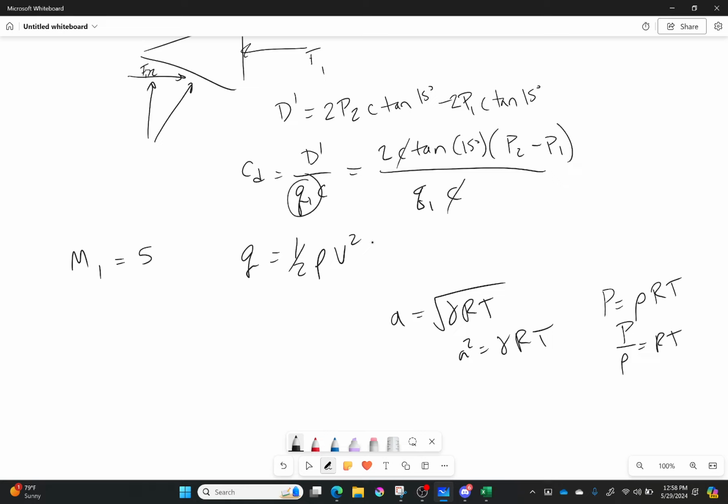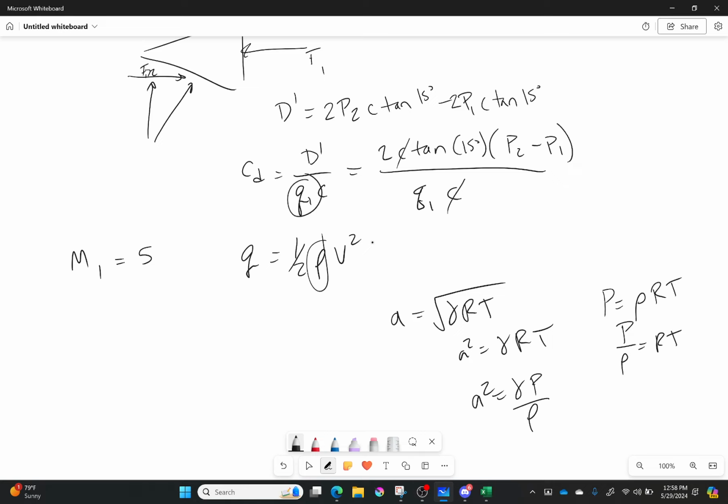And I think you might be able to see where I'm going here. I have density in here. Why not start plugging in the other things I know? So P over rho is equal to RT. I'll plug that in. So A squared is equal to gamma P over rho. Did I do a good job? I did a good job.